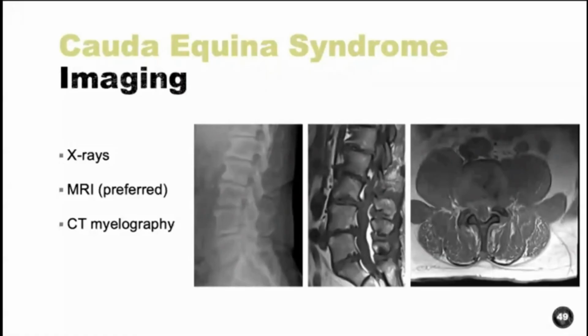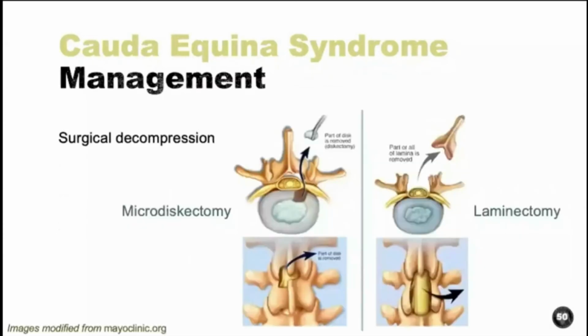Importantly, regardless of the imaging modality, the imaging should be done expeditiously. So these are the kinds of things that should be seen, whether it's in the clinic or in the ER, and obtained very quickly. So how do we manage this? Well, surgical decompression, so removing the soft tissue mass, removing whatever is impinging on the spinal nerve roots. And so this should be performed emergently as soon as possible.